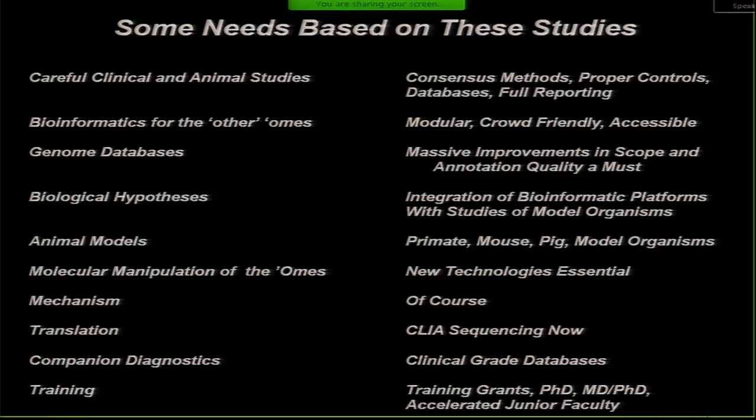So first of all, I think we need careful clinical and animal studies, and I don't mean to say that people aren't careful, but there's a lot in the literature that we know is not right, and I suspect it's because the experiments have not been done with full acknowledgement of the controls which are needed for these kind of effects. We need consensus methods, proper controls, databases, and most importantly, full reporting.